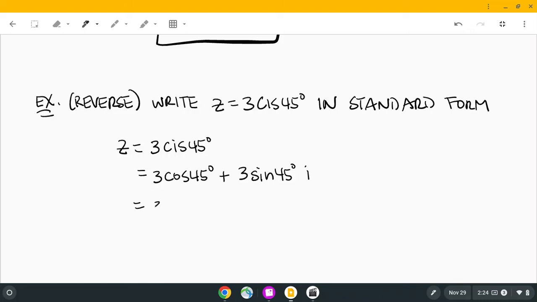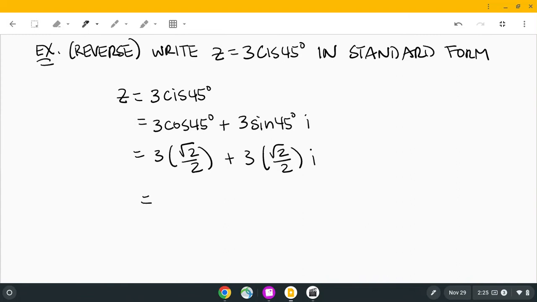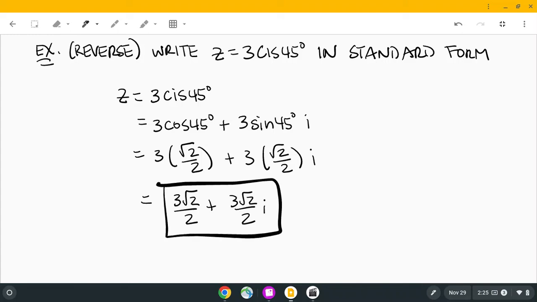So what's cosine 45? That's going to be square root 2 over 2. What's sine of 45? It's also square root 2 over 2. So here we would get 3 square root 2 over 2 plus 3 square root 2 over 2 i. You just work out the trig, and if it's an angle that we don't have memorized, then you would just use your calculator.